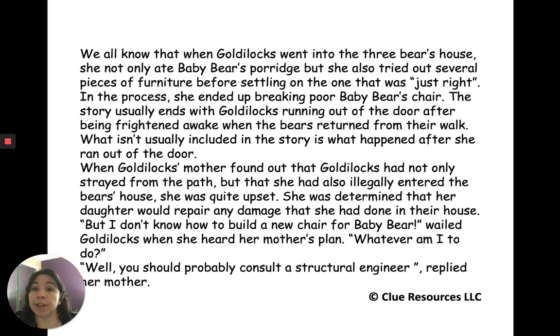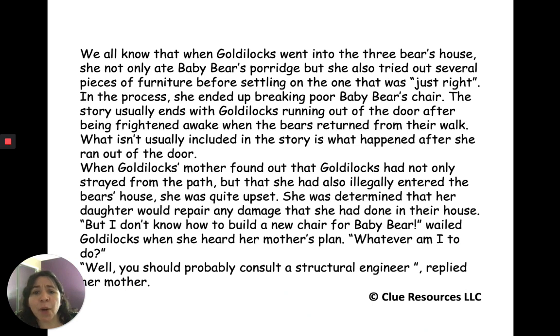The story usually ends with Goldilocks running out of the door after being frightened awake when the bears returned from their walk. What isn't usually included in the story is what happened after she ran out of the door. When Goldilocks' mother found out that Goldilocks had not only strayed from the path, but that she had also illegally entered the bear's house, she was quite upset. She was determined that her daughter would repair any damage that she had done in their house.